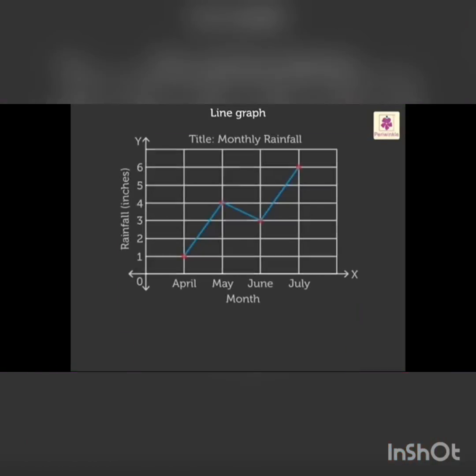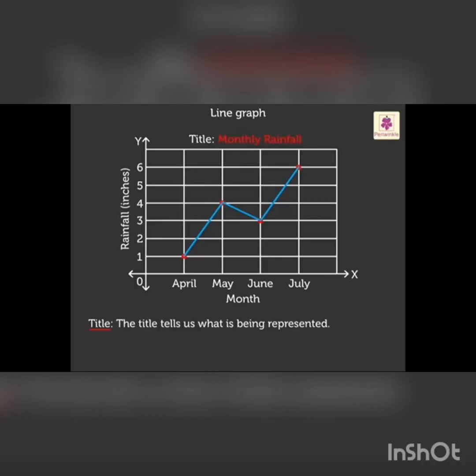Now see, different types of line graphs are given here. This one line graph shows monthly rainfall. On the x-axis the months are given, and on the y-axis the rainfall in inches is given. Yes, the title tells us what is being represented. So what is being represented here?